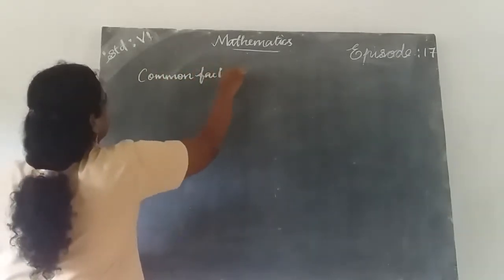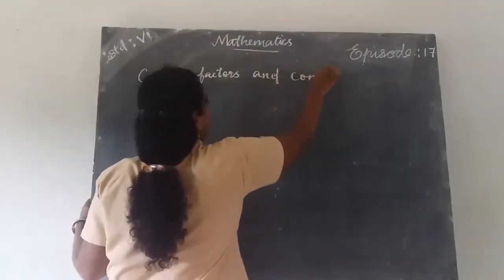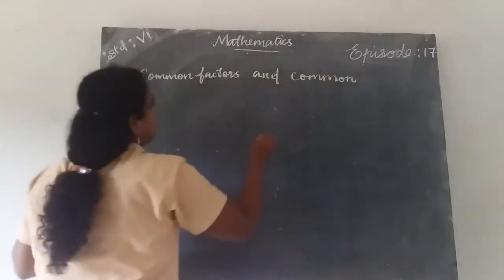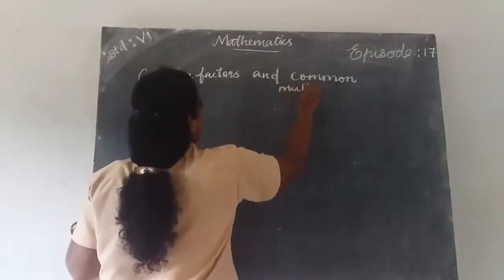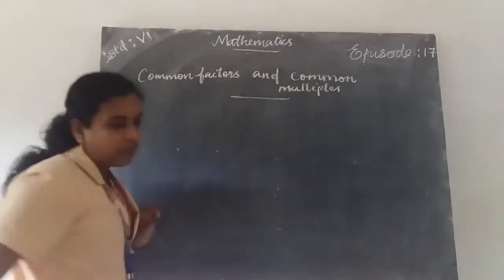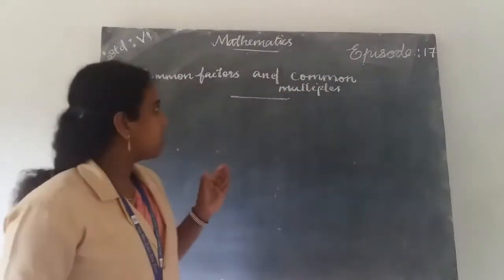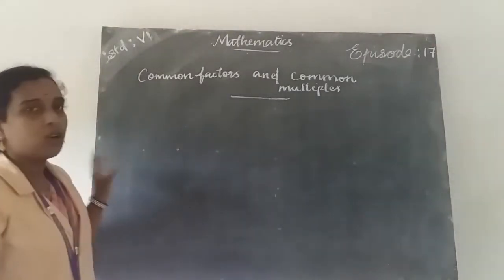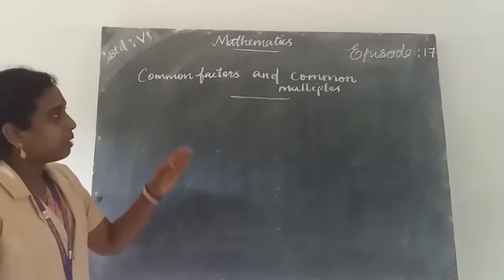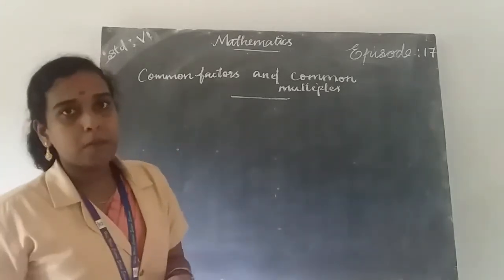Common factors and common multiples. Okay, what do you mean by common factors? The factors which are the factors of each of the numbers are called common factors, and the multiples which are the multiples of each of the numbers are called common multiples.